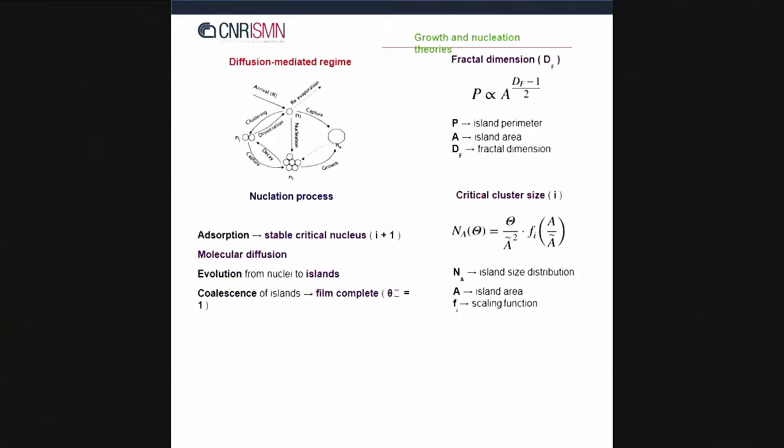This is the process included in the nucleation to form an island. The form of our island is described by the fractal dimension, or by the calculation of the critical cluster size, the minimum number of molecules needed to form a stable cluster, which has been calculated by this relation. When we deposit molecules, there is an adsorption process where the stable critical nucleus is formed. Then, due to molecular diffusion, the molecules form an island, and the islands evolve from nuclei and coalesce with each other to form a continuous film.